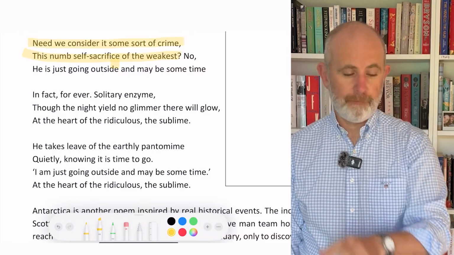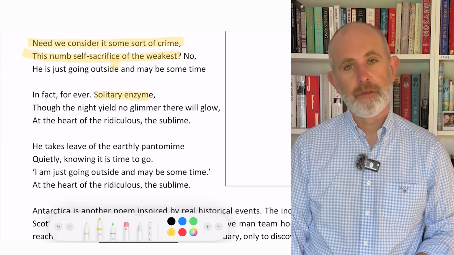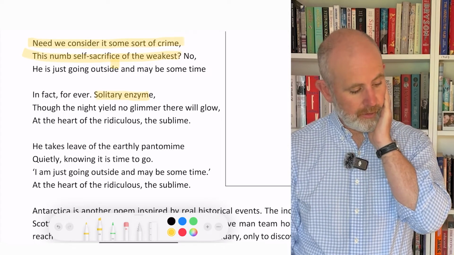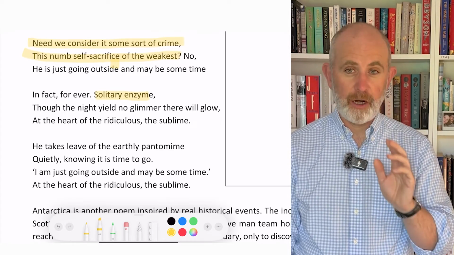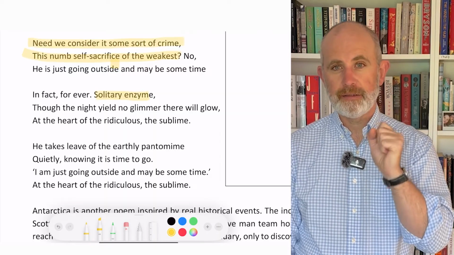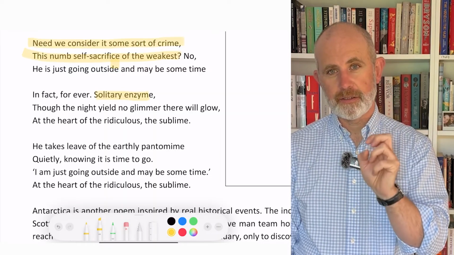In fact, forever. Love, solitary enzyme. Though the night yield no glimmer, there will glow at the heart of the ridiculous, the sublime.